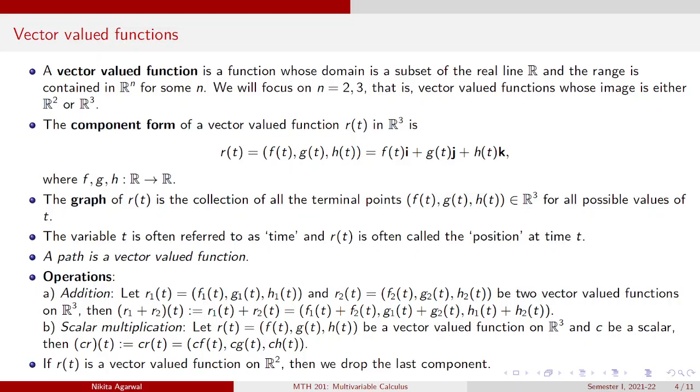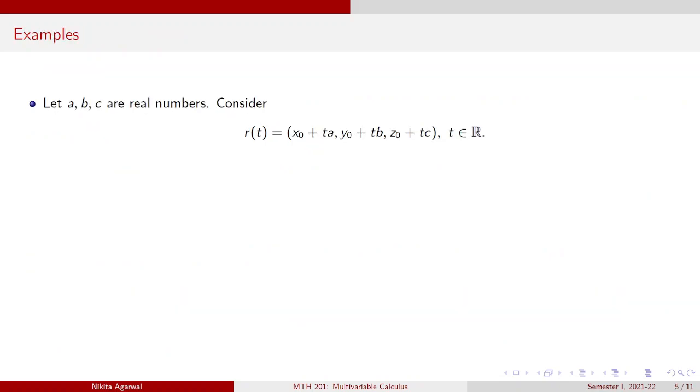And if your vector valued function is going to R2, then in all these steps you just drop the third component, right? Because you just have the i component and the j component. So this is pretty simple. This is a very similar formulation as we did for paths, right?